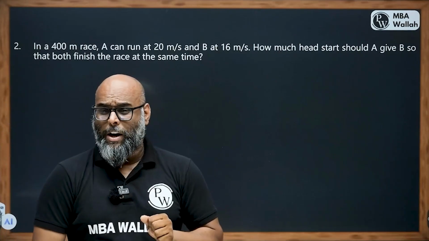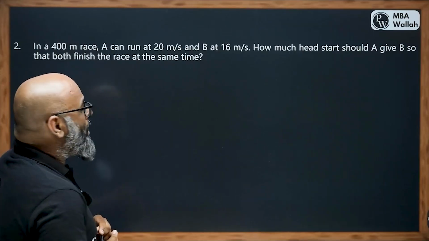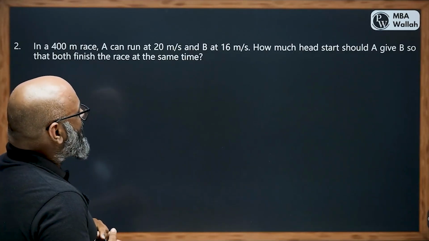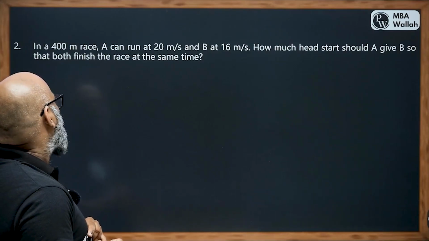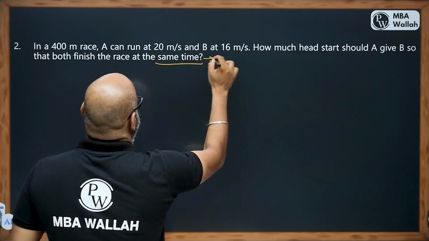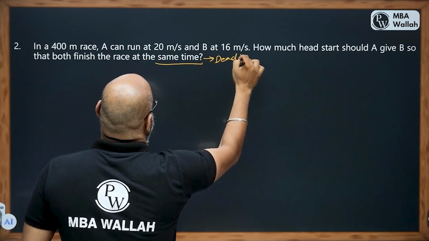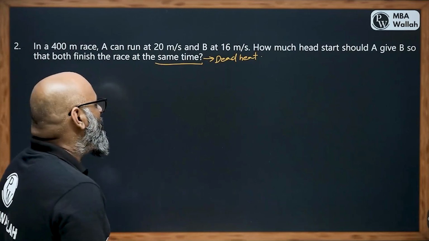We'll hop on to the next one now. It says in a 400 meter race, A can run at 20 meters per second and B at 16 meters per second. How much head start should A give B so that both finish the race at the same time? So dead heat. Again, this is what we call it. Sometimes the race ends in a dead heat. That's what they give you.